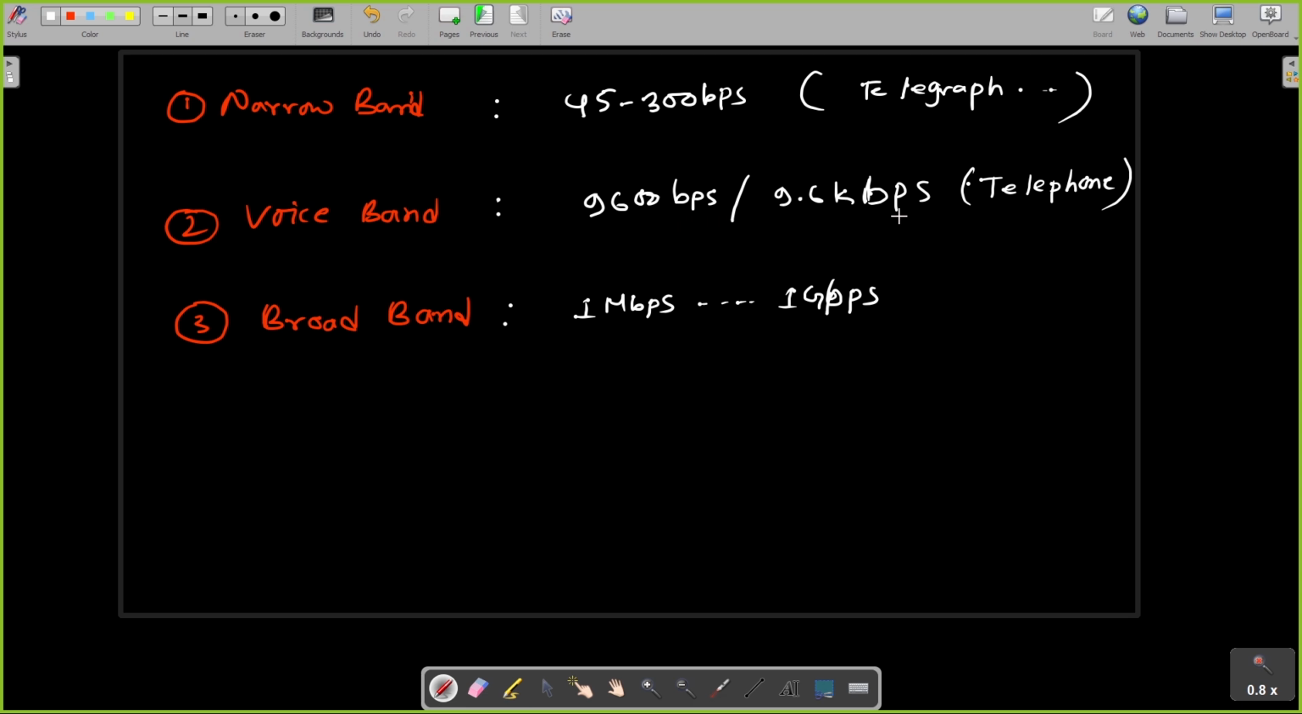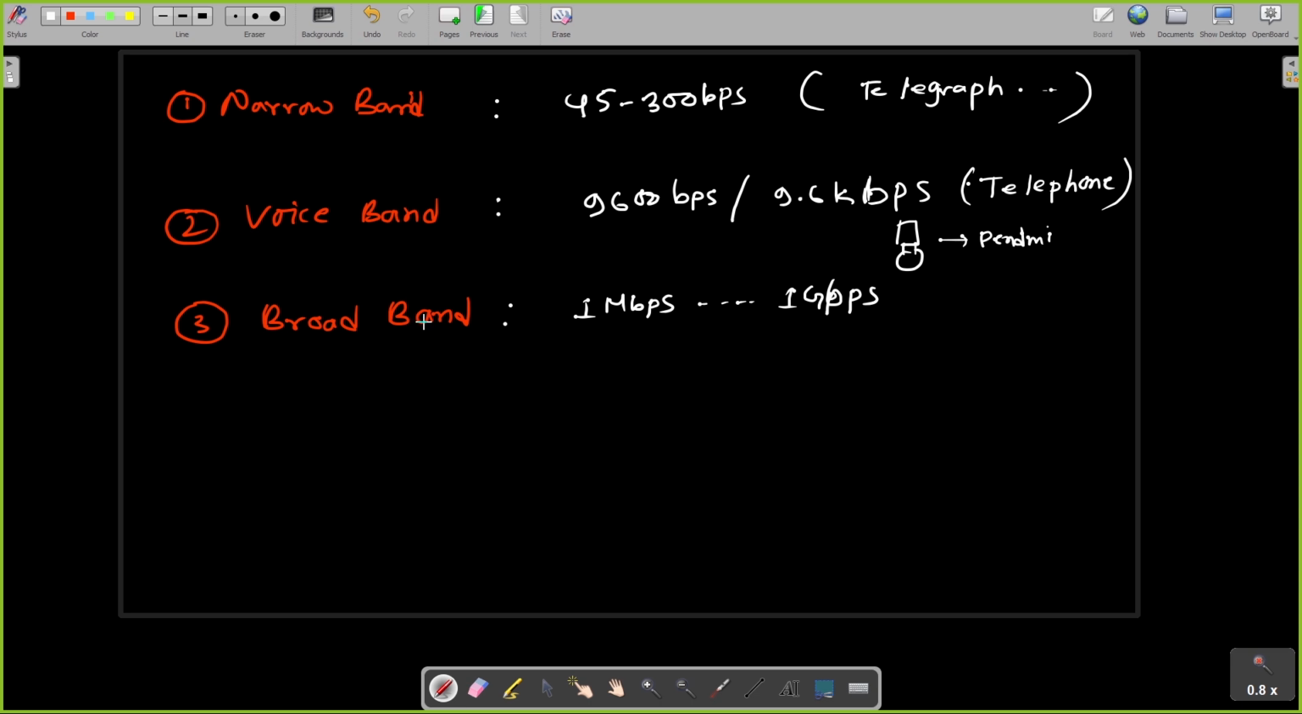Another example of the voice band speed is when we transfer data from our computer to any kind of pen drive or memory card. Those transmission speeds actually use this voice band speed. Okay, so finally we have the broadband speed, and this speed is very useful in our daily life. We are using this broadband speed in our router or mobile phone data transmission system.